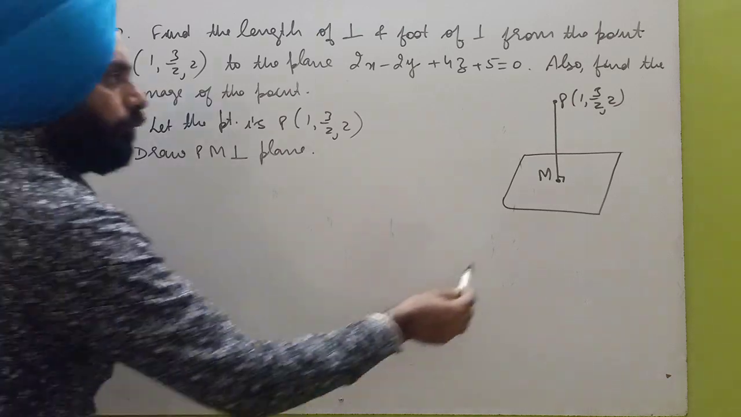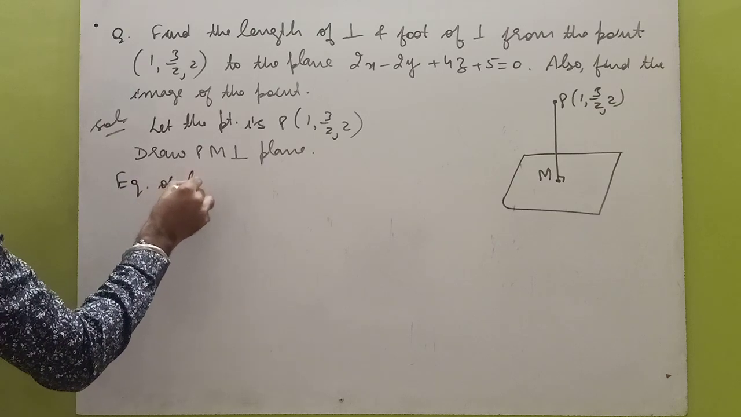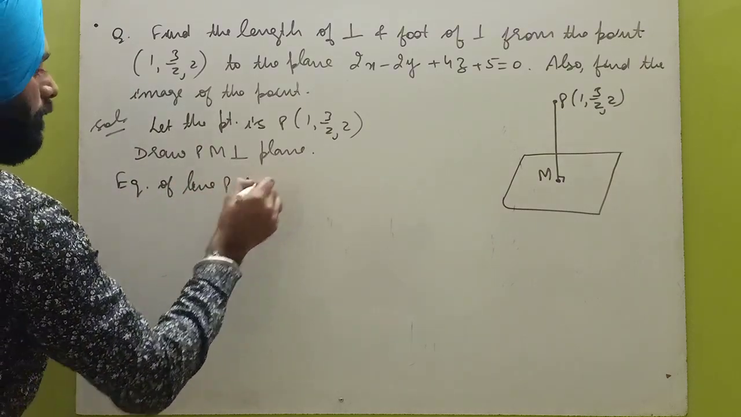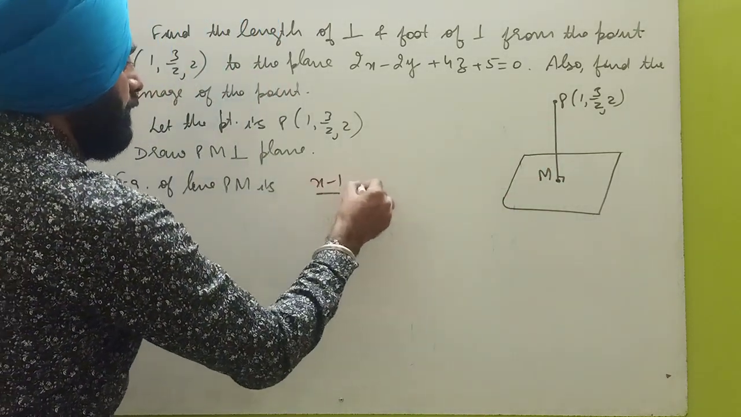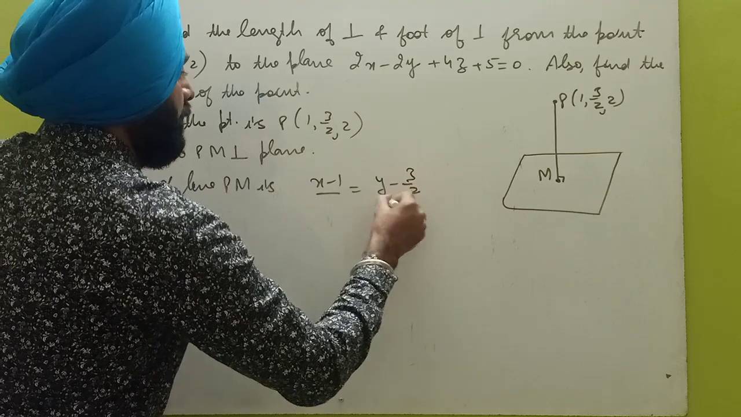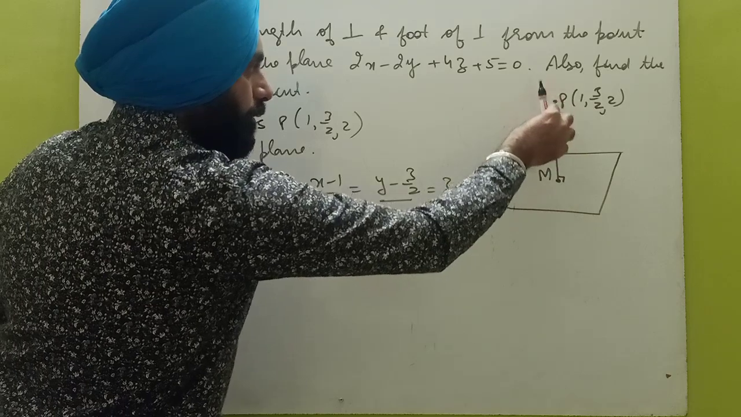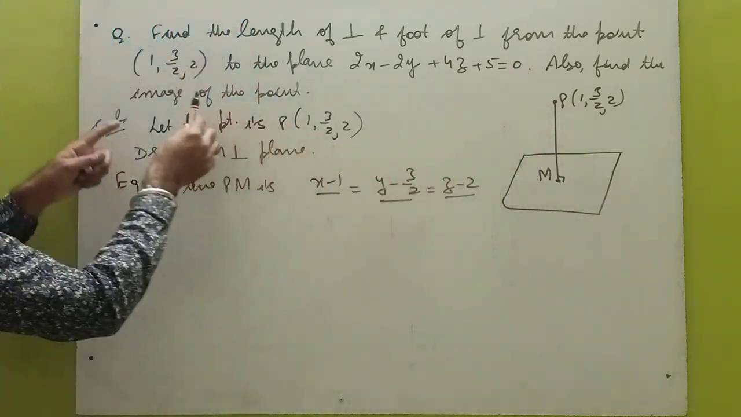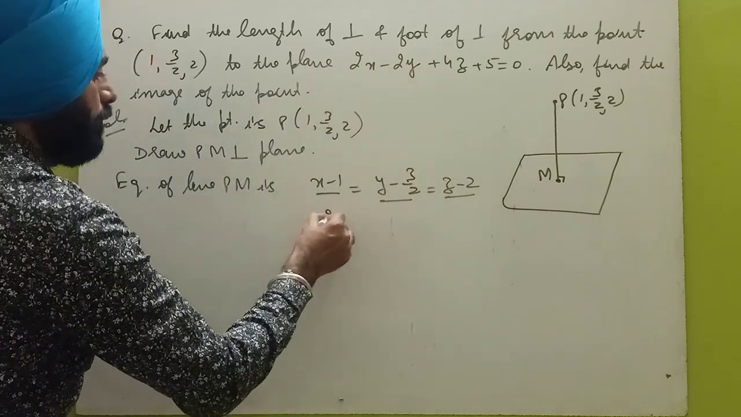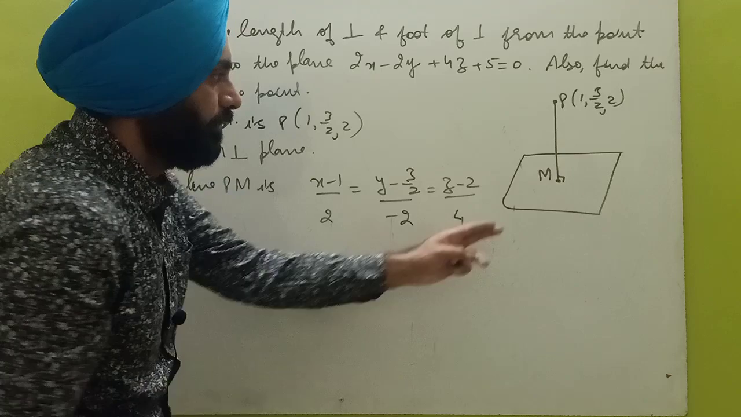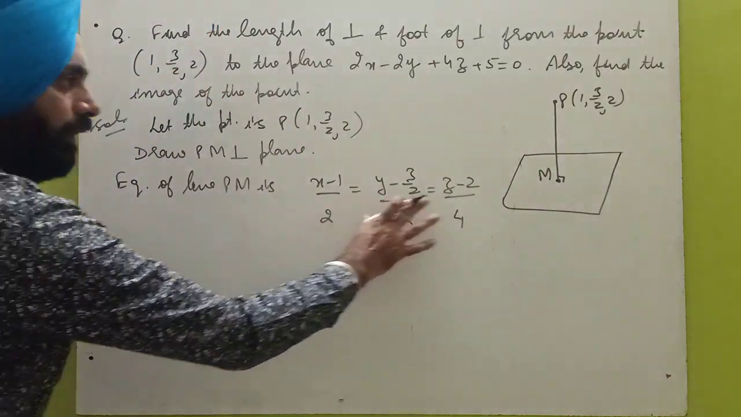Now first of all we have to write the equation of this line. Equation of line PM is, for a line we require direction numbers and a point. So there is the point: (x minus x1) over a is equal to (y minus y1) over b is equal to (z minus z1) over c. And what are the direction numbers? This line is normal to the plane. So the direction numbers of the normal to the plane are 2, minus 2, 4. So we will take these direction numbers 2, minus 2, 4, because this is also normal. So this is the equation of the line PM.